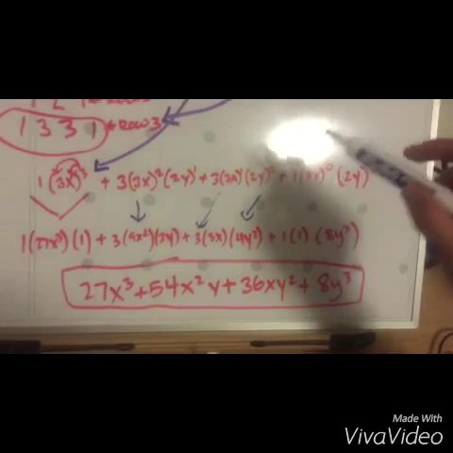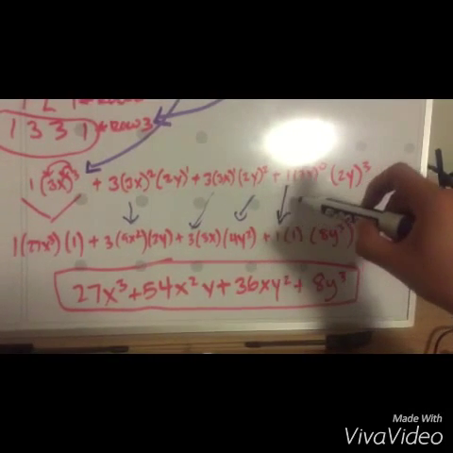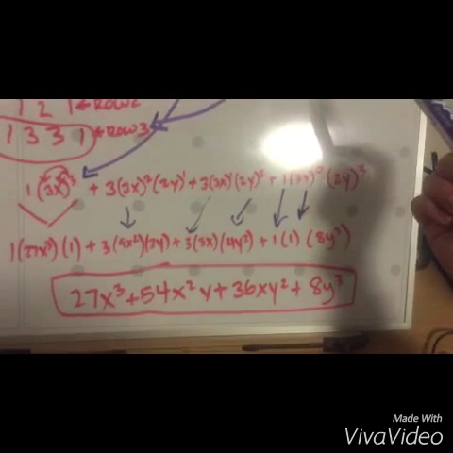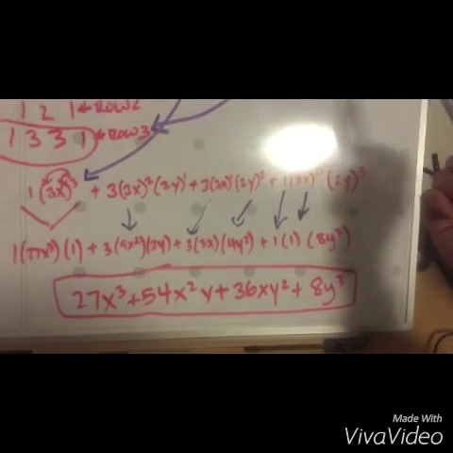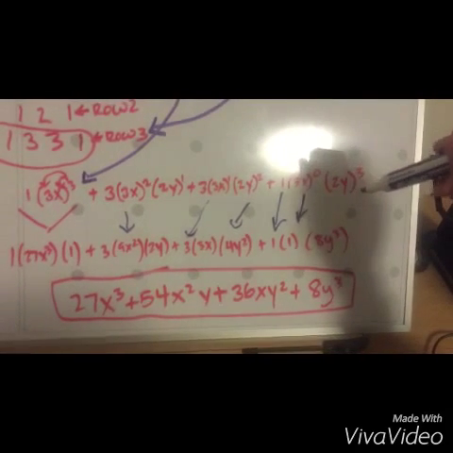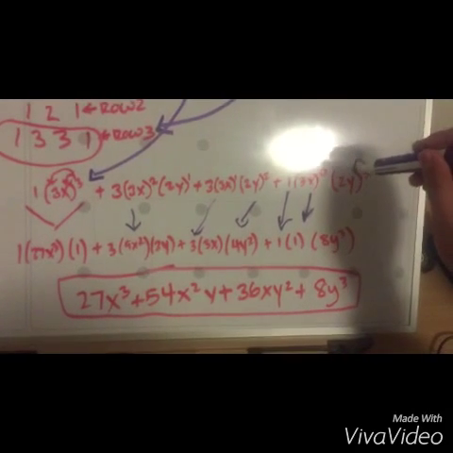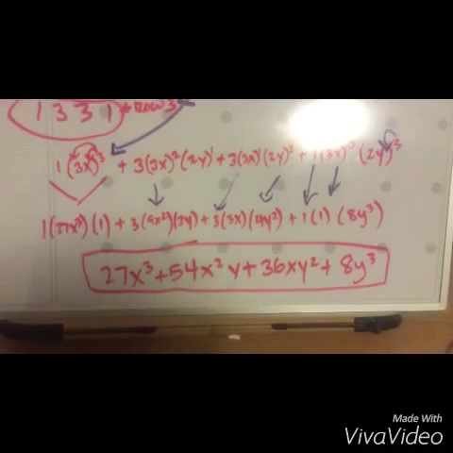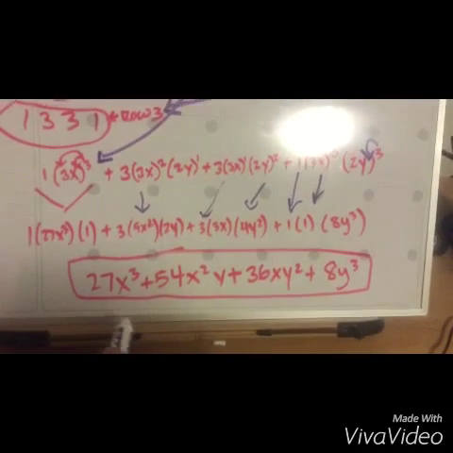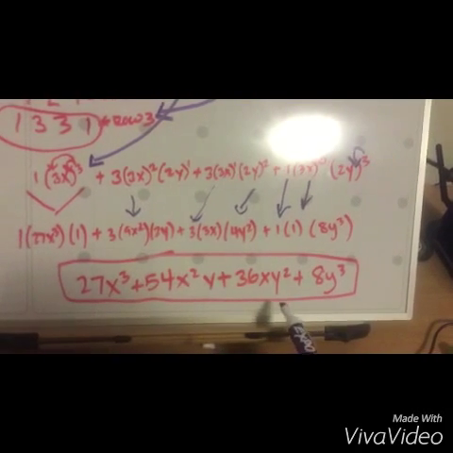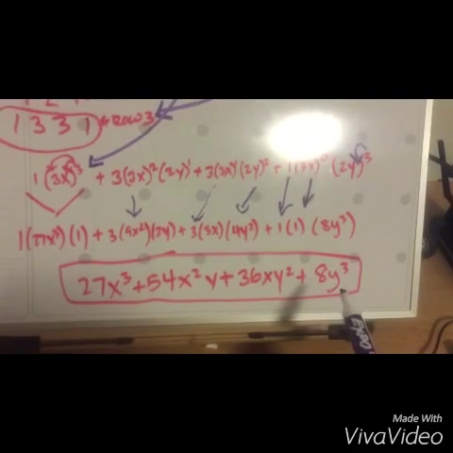So the 1 stays here, and then inside it just becomes 1, because anything to the 0 power equals 1, so everything just becomes 1. And then times 8y to the third, because 2 times 2 times 2 equals 8, and then the third comes inside here and becomes y to the third. And then the final answer would become 27x to the third plus 54x squared y plus 36xy squared plus 8y to the third.